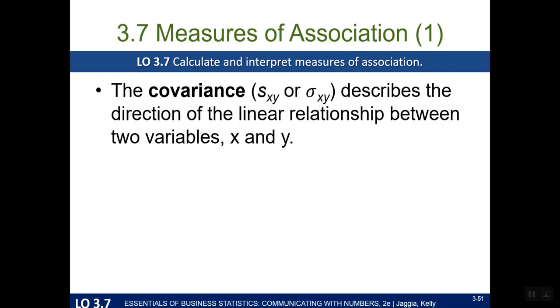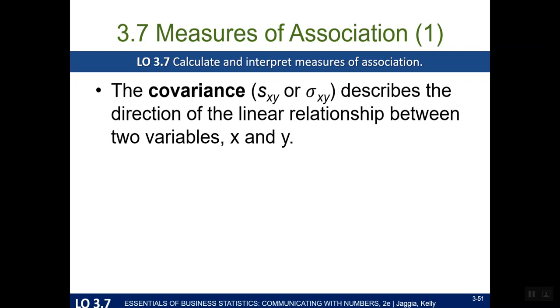So now we get to the last objective of chapter 3, and I know chapter 3 has been long, but honestly, I think this is the most important thing that we're going to learn in chapter 3. And this is we're going to look at covariance and correlation. So first of all, the covariance is looking at the relationship between two variables.